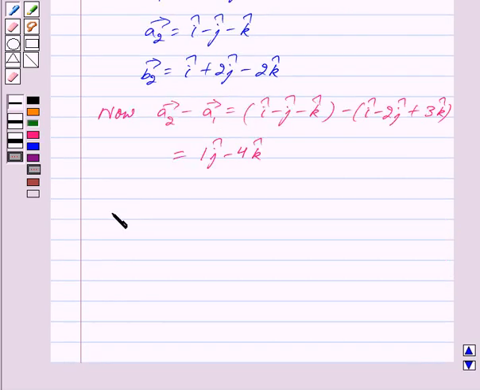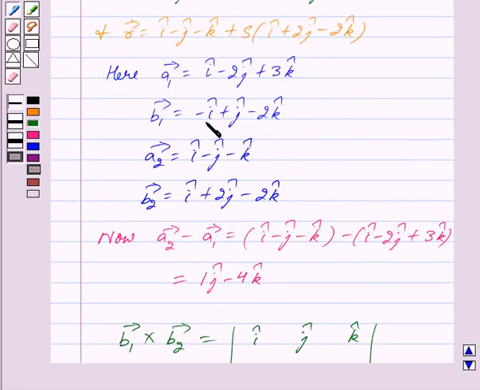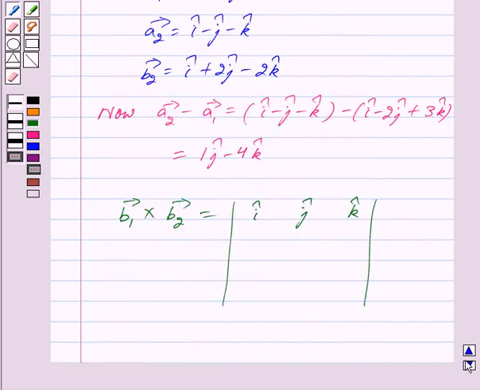Now the cross product of vector b1 and vector b2 is equal to the determinant of i cap, j cap, k cap. Vector b1 is equal to −i cap + j cap − 2k cap, so we get here −1, 1, −2, and vector b2 is equal to i cap + 2j cap − 2k cap, so we get here 1, 2, −2.